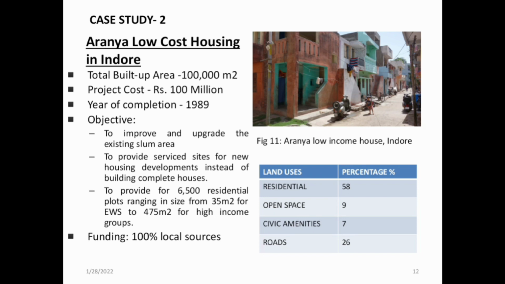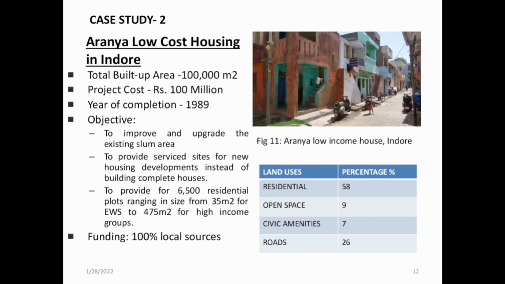This case study is about Aranya low-cost housing in Indore. The total built-up area was 10 hectares. The project cost for this was 100 million. This project got completed in 1989.